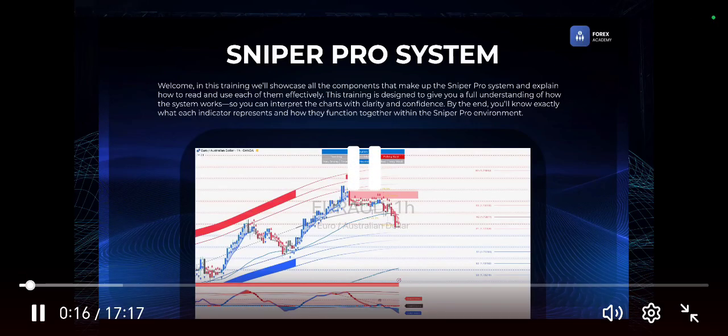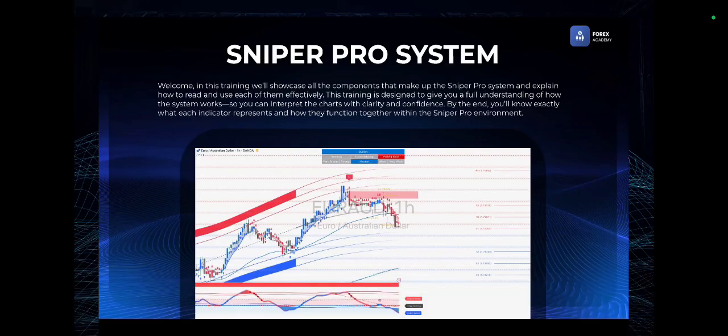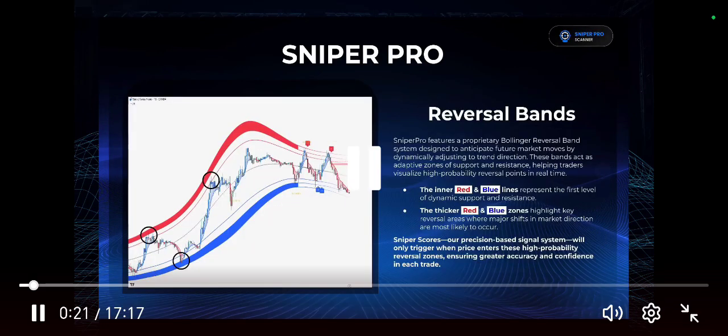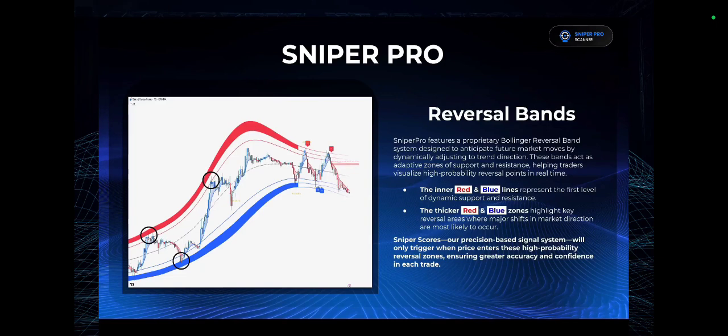Learn all about the indicators and the tools which make the Sniper Pro system unique. Now, jumping right into it, let's take a look at the different features of Sniper Pro.